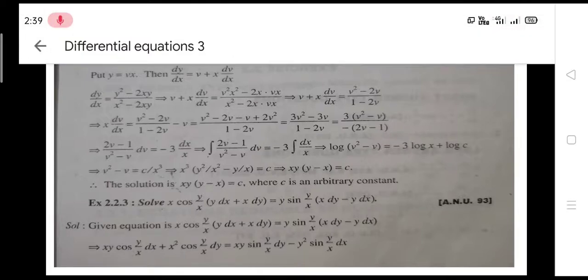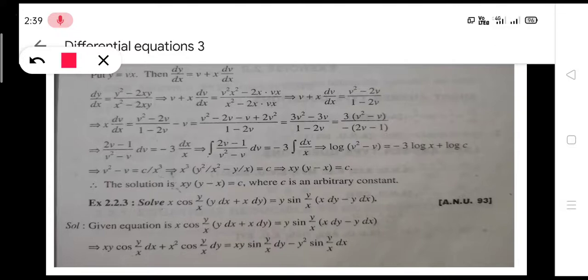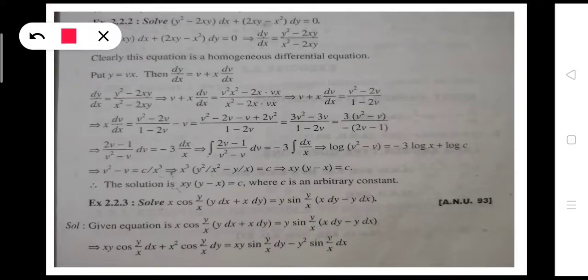Now, how to solve the homogeneous differential equation? We know the procedure to solve the homogeneous differential equation. First, we consider let y is equal to vx, then differentiate y is equal to vx with respect to x, that is written as dy by dx is equal to v plus x into dv by dx.